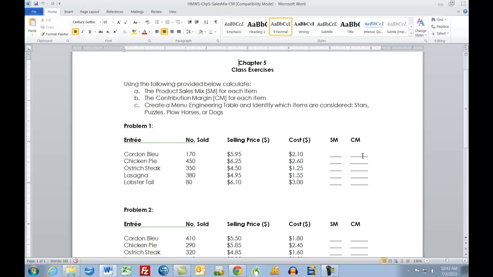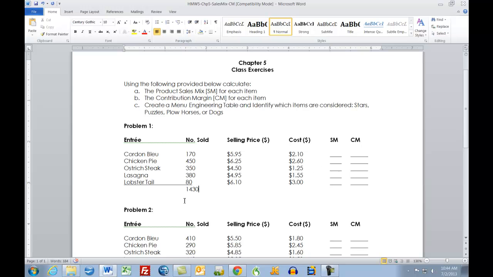In order to calculate the sales mix, the first thing you need to do is add up all of the items that you sold. So you would add up all of these items right here, all of the meals sold: 170 plus 450 plus 350 plus 380 plus 80, and come up with a total over here. Once you add up all of these numbers, you will notice that the total is 1,430 meals sold. So I'm going to put in the total over here.